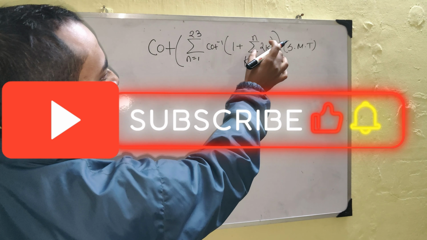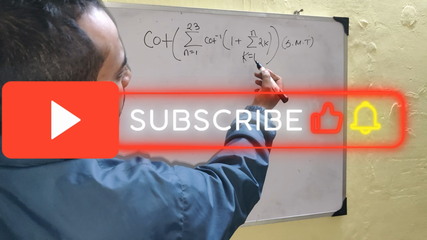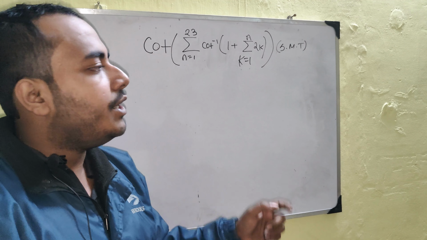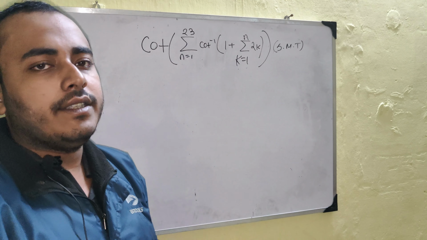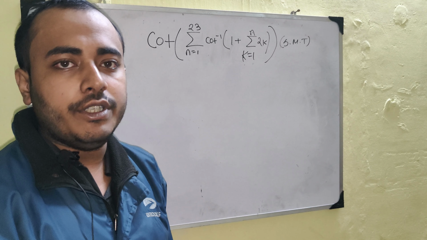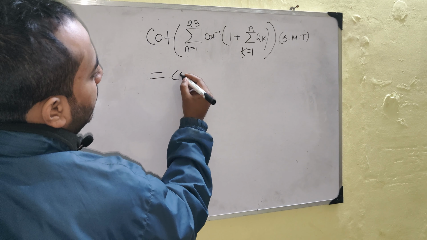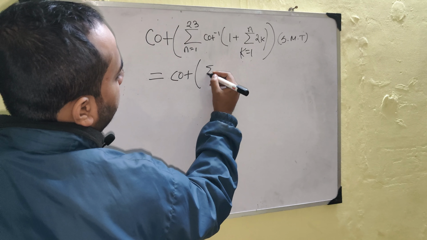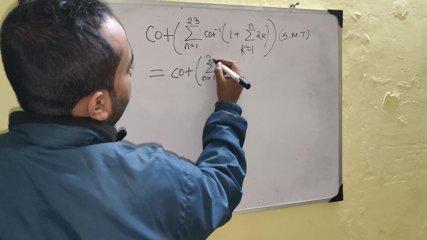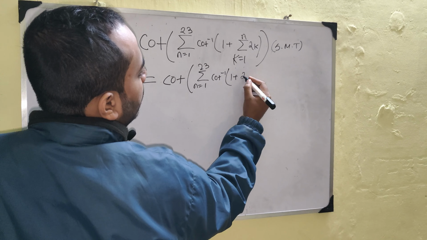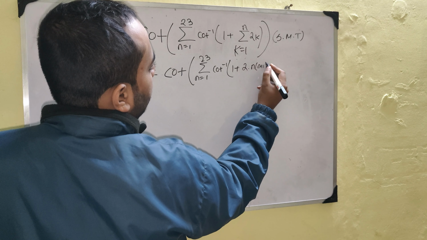So first of all, we would start from the innermost portion. So summation k equals 1 to n of 2k, right? Now 2 is just a constant. You know that summation k equals 1 to n of k is nothing but the sum of first n natural numbers, which is n into n plus 1 by 2. So this whole thing can be written as cot of summation n equals 1 to 23 cot inverse of 1 plus 2 times n into n plus 1 by 2.